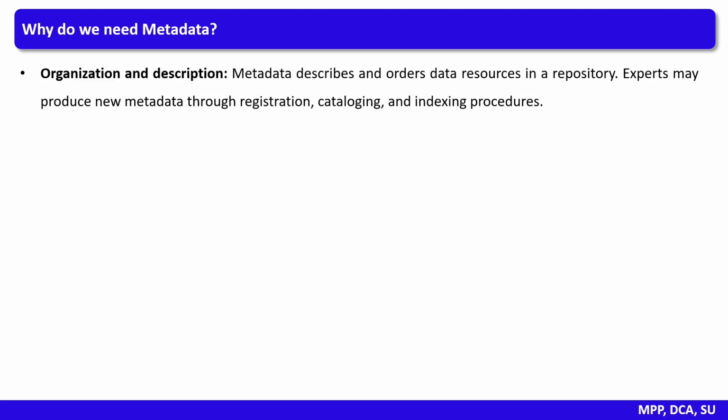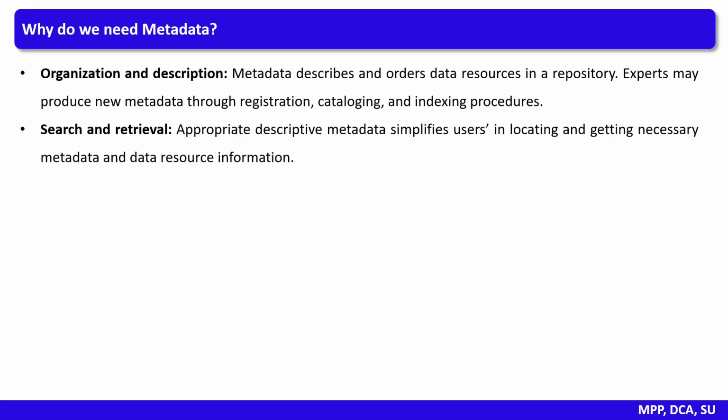Now let us understand why we need metadata. We may require metadata for various reasons. Some of these are organization and description. Metadata describes and orders data resources in a repository. Experts may produce new metadata through registrations, cataloging, and indexing procedures. Search and retrieval: appropriate descriptive metadata helps users locate and get necessary metadata and data resource information.